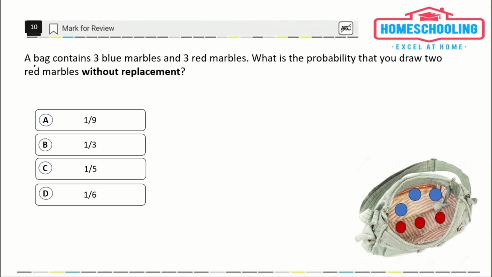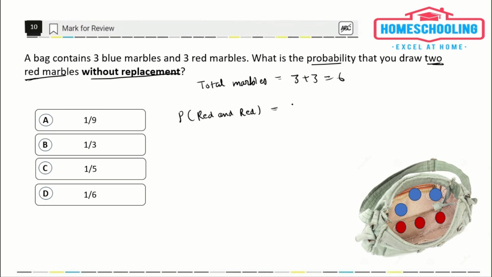Question number 10 says that a bag contains 3 blue marbles and 3 red marbles. What is the probability that you draw two red marbles without replacement? So it is a dependent event. As we can see, we have a bag in which we have 3 blue marbles and 3 red marbles. So the total marbles in the bag are 3 plus 3, that is equal to 6. So we have to draw out 2 red marbles. So P red and P red.